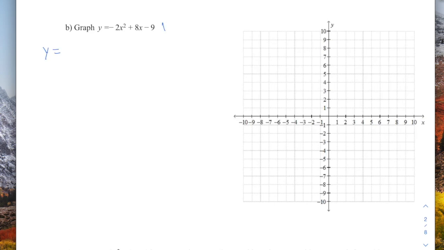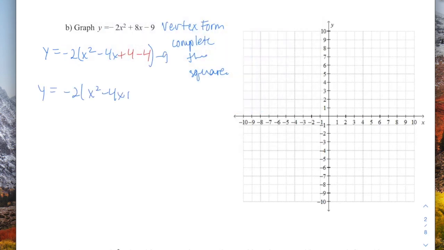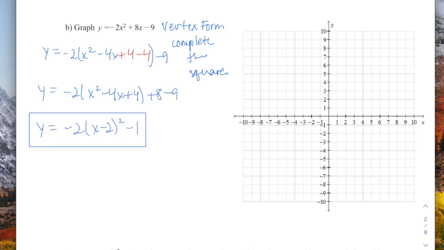First, we need to put it in vertex form, and the way we put it in vertex form is by completing the square. And we know that the way we graph this is by starting with our 5 important points.